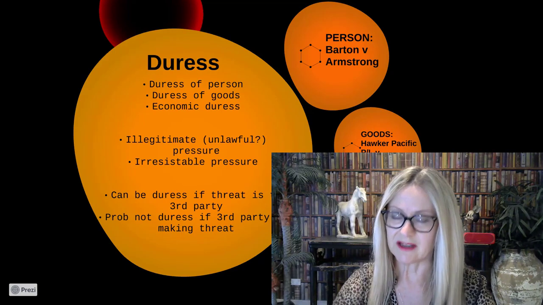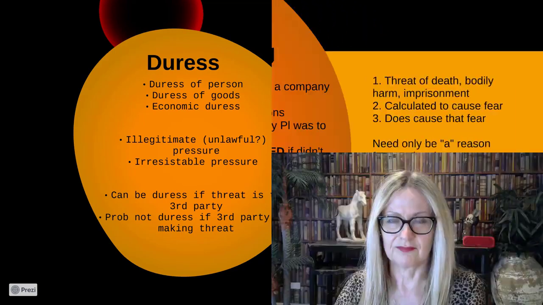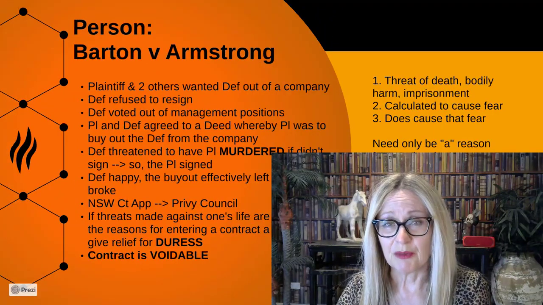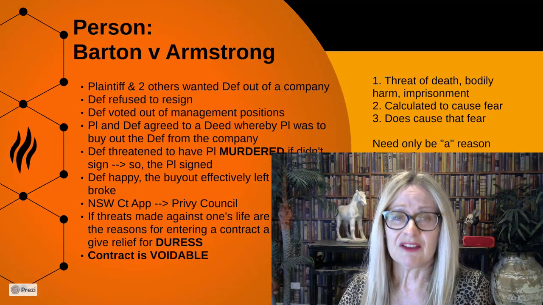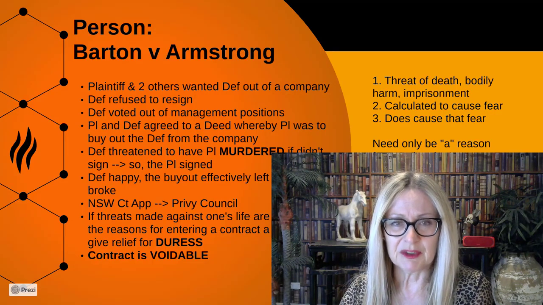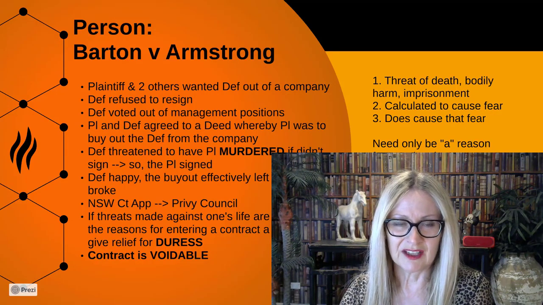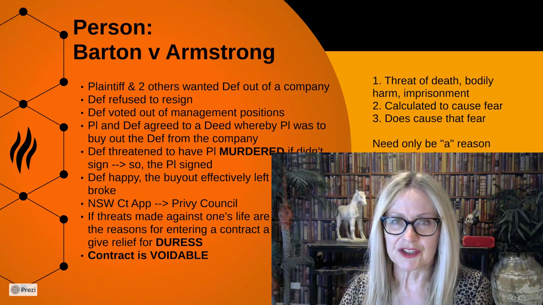And the first one is Barton and Armstrong. This particular case reminds me of the 1983 movie Getting Square. If you haven't seen it, you absolutely must. Fabulous movie set on the Gold Coast about the typical white shoe brigade.